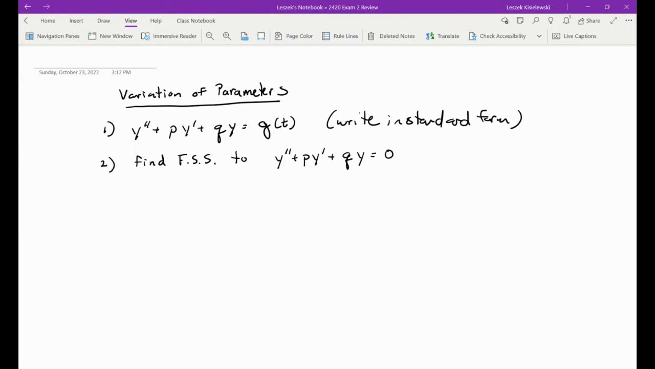So when do you use variation of parameters? And when do you use the method of undetermined coefficients? Well, here you have to have constant coefficients, for sure. And the right-hand side is restricted to polynomials, exponentials, and sines, cosines.